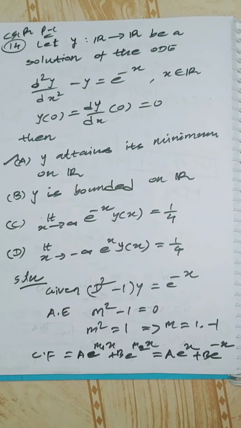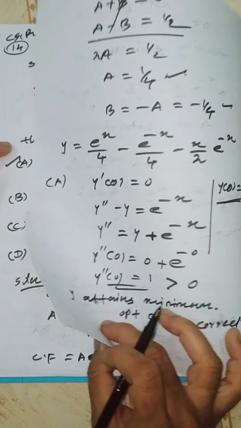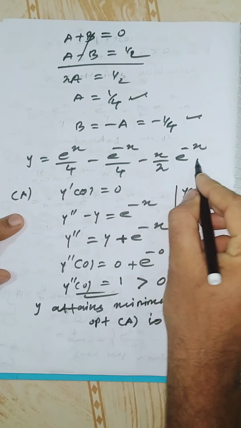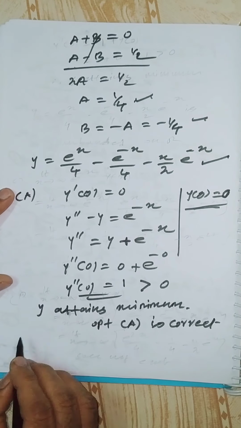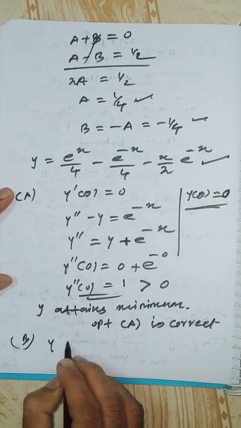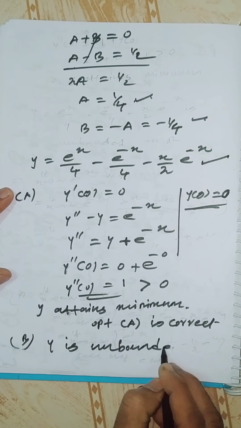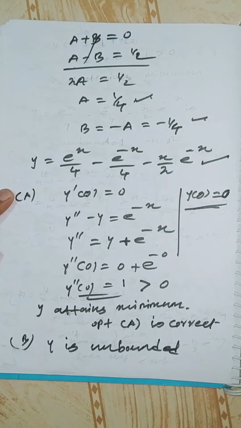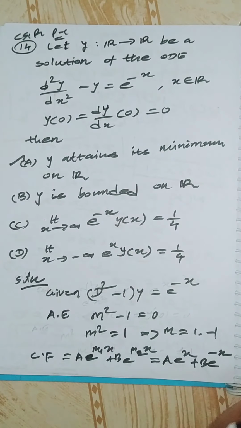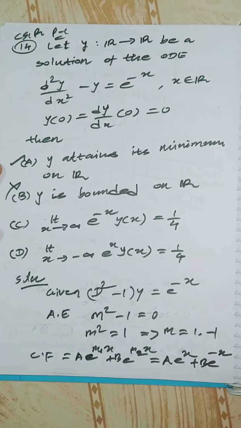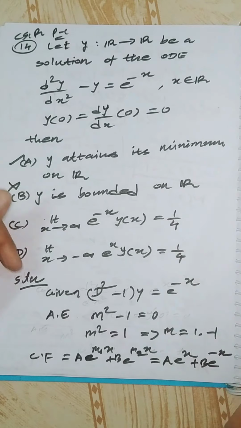What about the second one? Y is bounded on R. Take this y. Very clearly, y is unbounded because of the exponential function. So the option says y is bounded, but the correct statement is that y is unbounded.